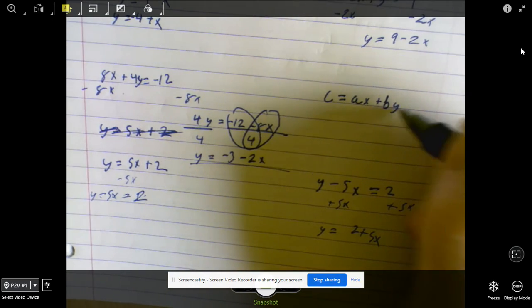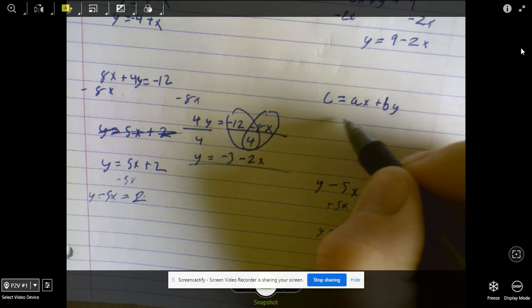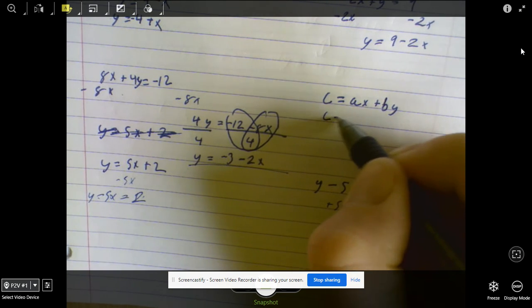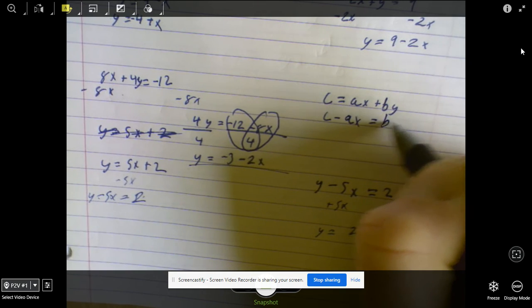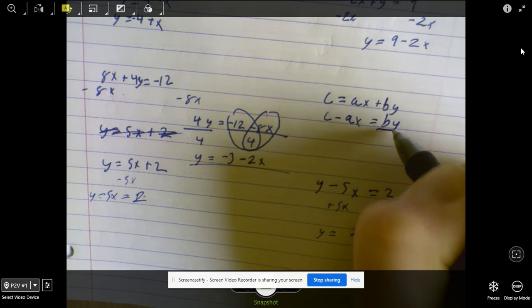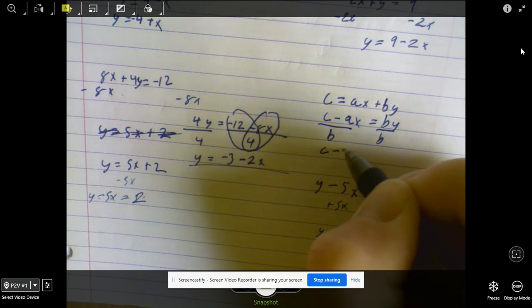And if we want to take this one and make it into an equation, what we need to do is subtract the x, so it would be c minus ax is equal to by. And then I see b has a coefficient. Divided by b, c minus ax.